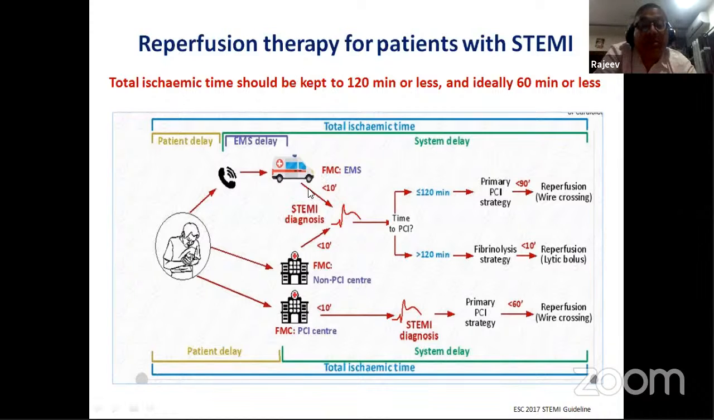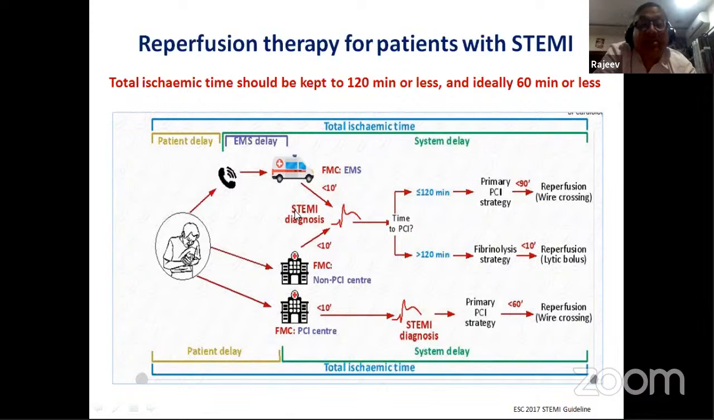It should reach and diagnose ST elevation MI in less than 10 minutes when you reach the hospital, first medical contact. Then time to PCI. If the anticipated time is less than 120 minutes, the patient should be subjected to primary PCI and reperfusion, that is wire crossing, should be less than 90 minutes. If the anticipated time is more than 120, we should consider a fibrinolytic strategy and reperfusion, lytic bolus should be given.